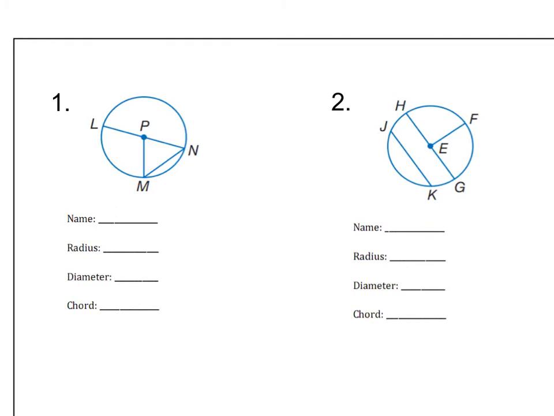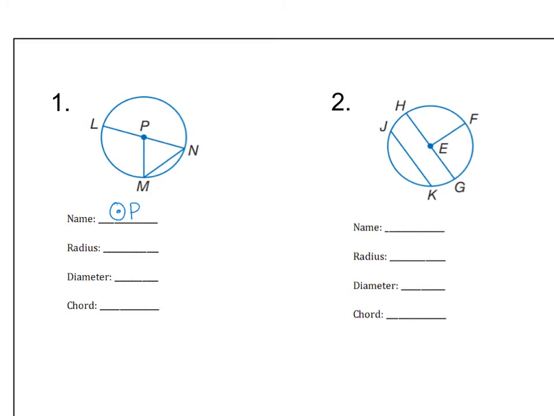Number one, let's name this circle. So everybody take a look and see if you can remember, how do I name this circle? Well, remember, use a little circle symbol, and then the point at the center is P. So this would be called circle P, and I just write the symbol.